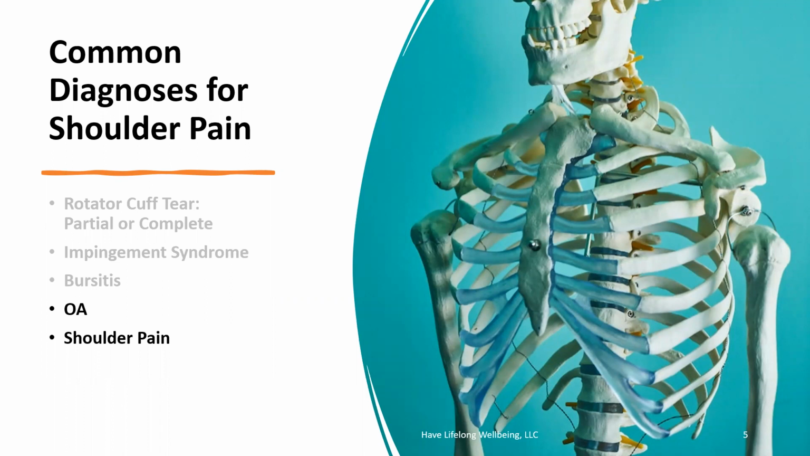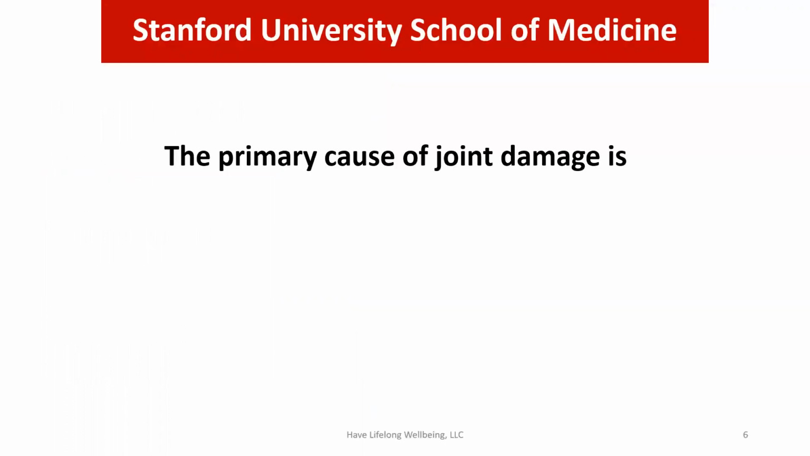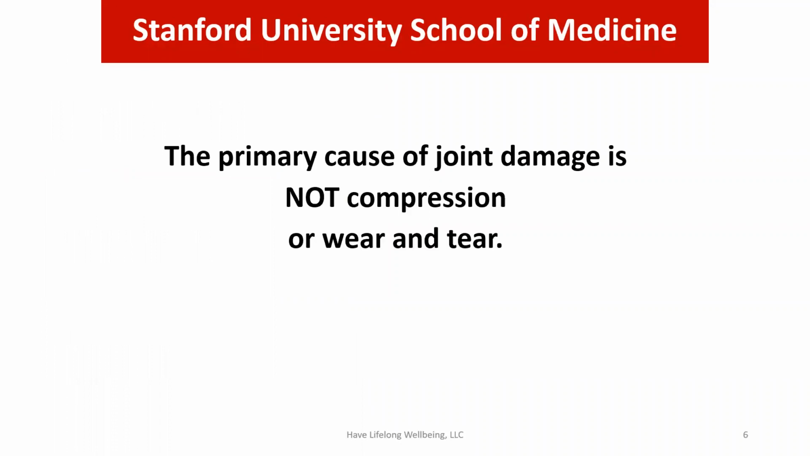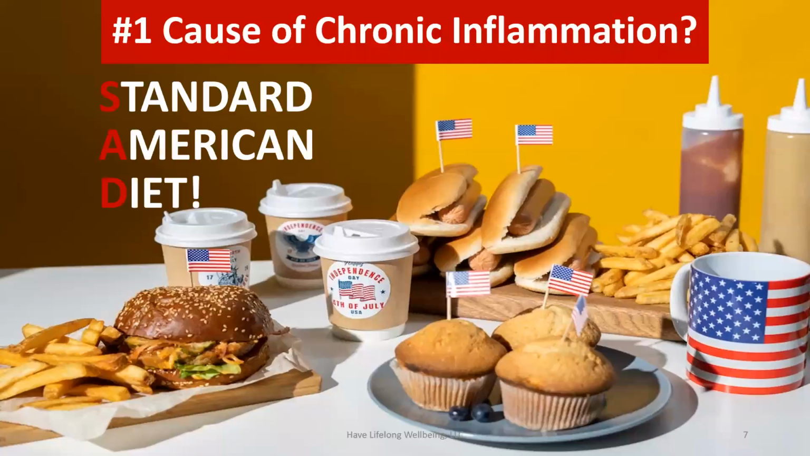Okay, so it's inflammation, right? The Stanford University School of Medicine did a study, and they found that the primary cause of joint damage is not compression or wear and tear, it's chronic inflammation. So if it's chronic inflammation, what's causing chronic inflammation? Let's address that. Then maybe we can reverse or stop arthritic changes going on in the joints. Well, the number 1 cause of chronic inflammation is the standard American diet.